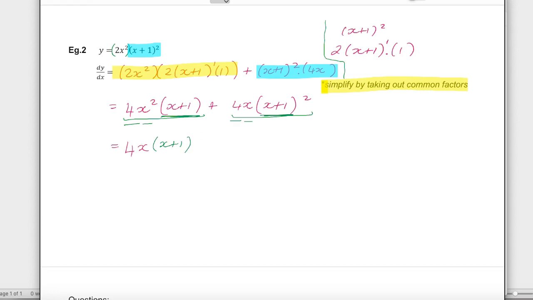So now what we've got left here is just an x, and in our second term we've got one of these brackets. So when we simplify this derivative, we've got 4x outside of x plus 1 outside of 2x plus 1.